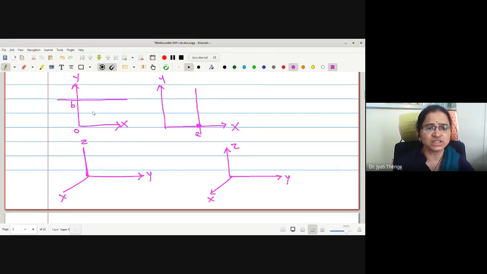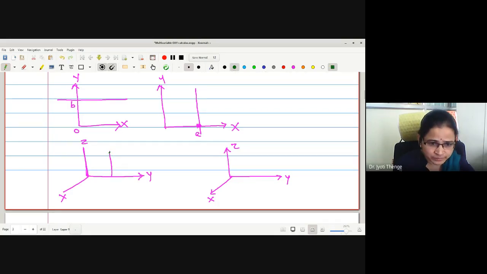Very similar to this now. This line is perpendicular to y, parallel to the axis x. Here, this is the line perpendicular to x, parallel to y. Here also, if I want to draw y equals b, therefore this plane should be perpendicular to y and parallel to the plane xz. Correct now? Therefore, is it of this type?